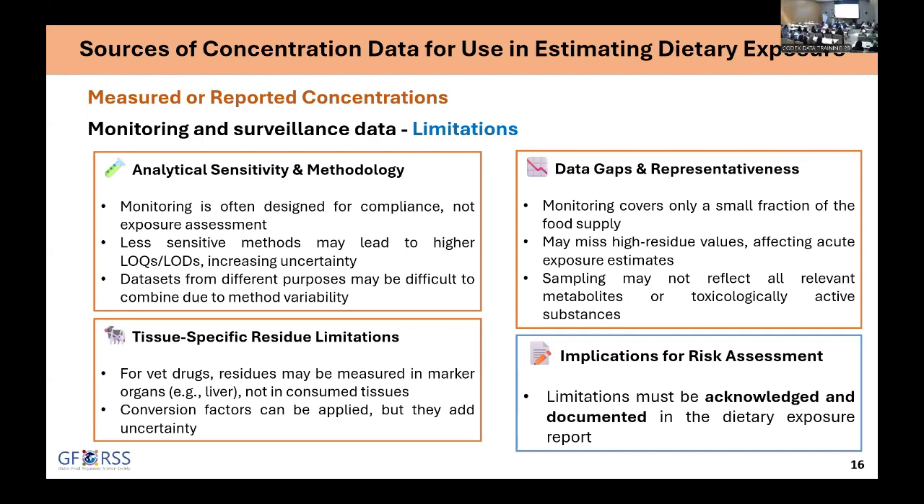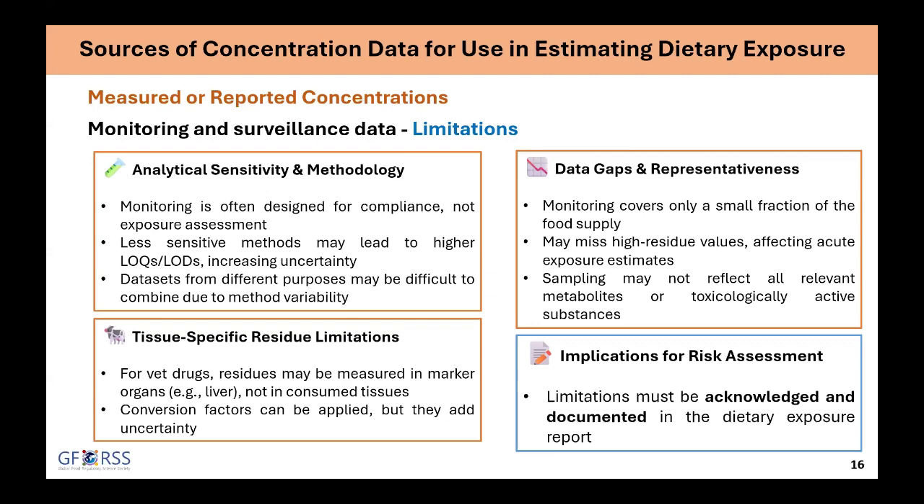In the case of depletion studies for vet drugs, in some situations, they will be very tissue-specific residue occurrences. Perhaps I'm interested in having the occurrence of my vet drug residue in other tissues. Of course, I might have different scenarios and methodologies in order to convert a certain residue concentration from a tissue to another tissue, etc. But that will introduce more uncertainty. So that's a limitation in the case of occurrence data coming from those studies.